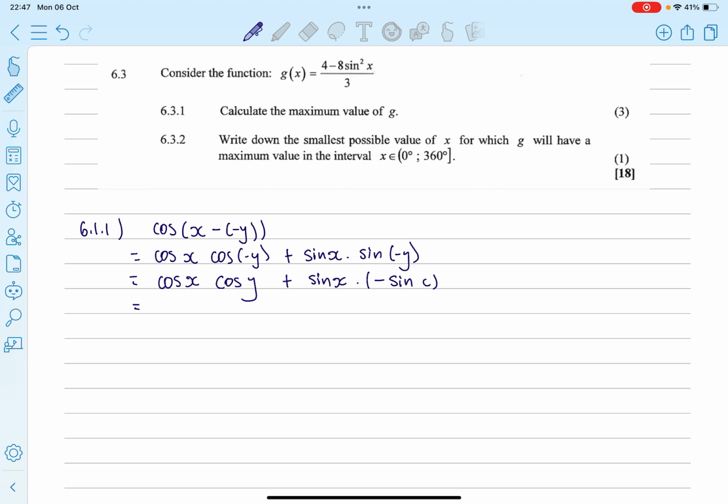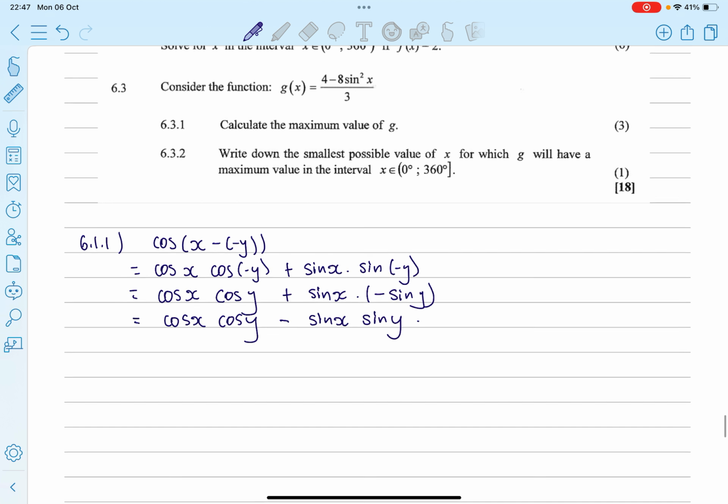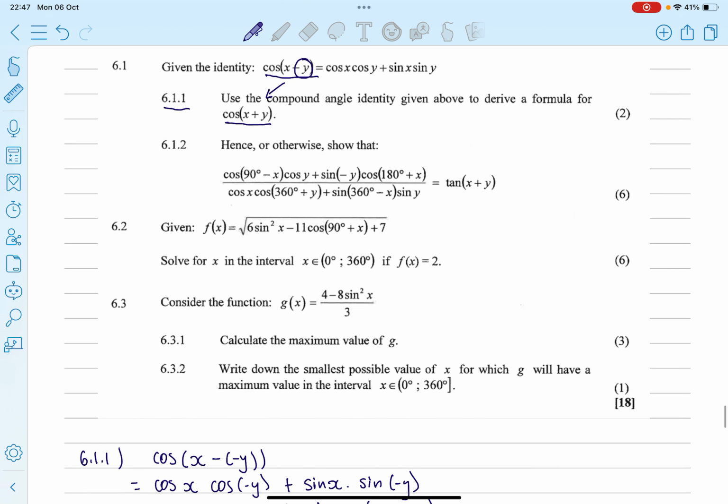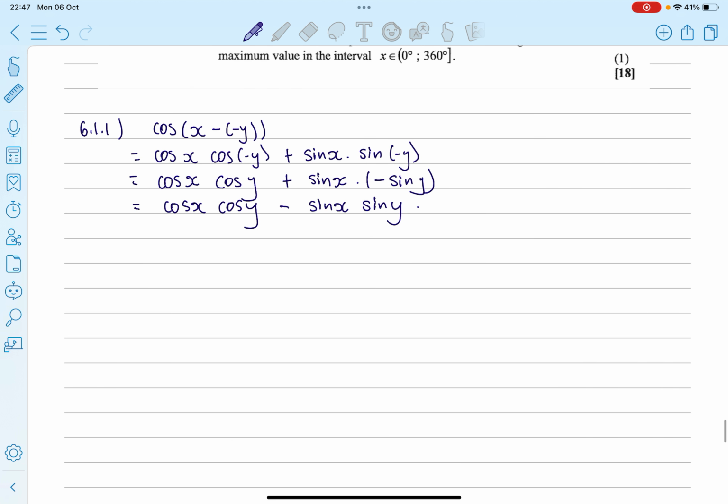So now we end up with just cos x cos y, and then this negative comes here. This is a y. So here we end up with sine x sine y, and there we have proved that compound angle identity. Okay, moving on to 6.1.2.